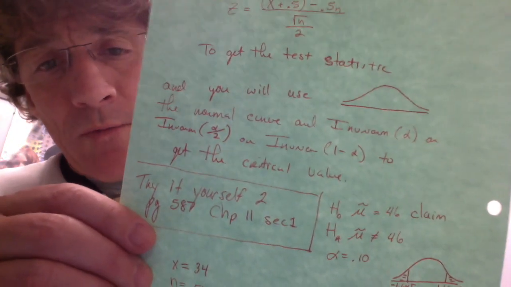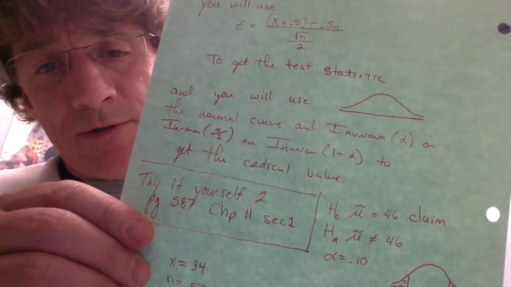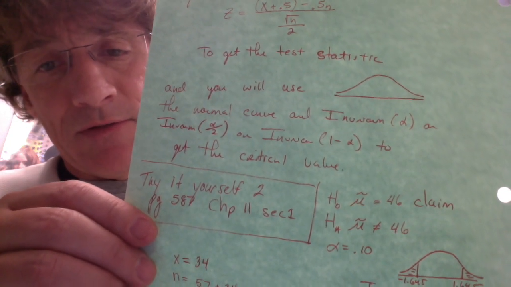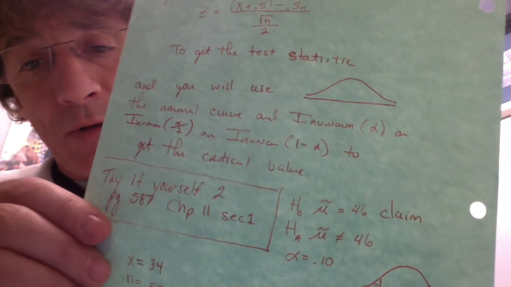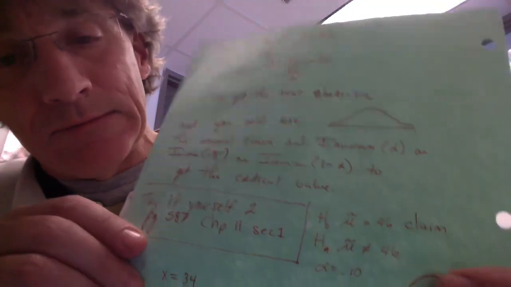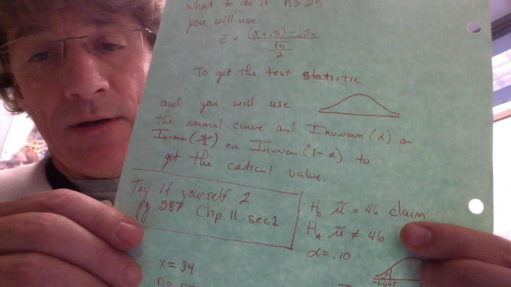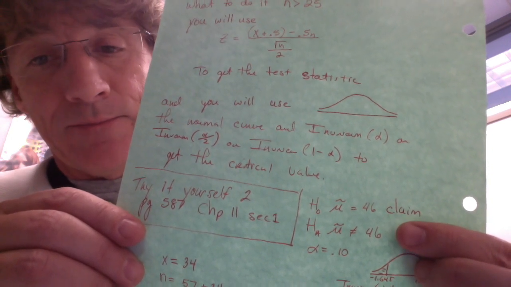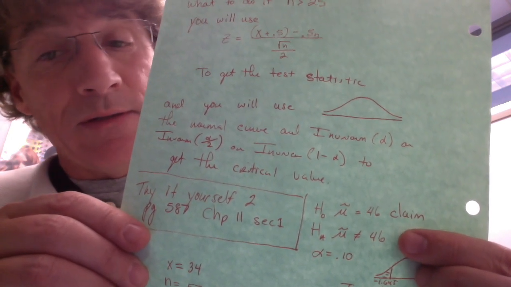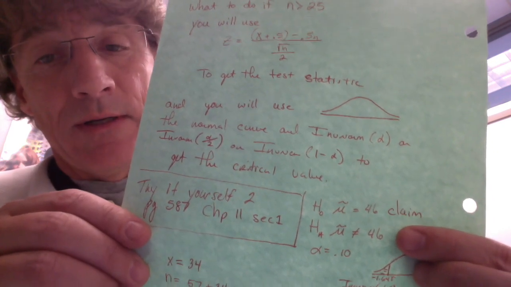So we're going to do Try It Yourself number 2, page 587. It's chapter 11, section 1 out of the e-text. When you read through the problem, you're going to get that the null, over here, has the median being equal to 46. That's the claim. The alternative is that the median does not equal 46.